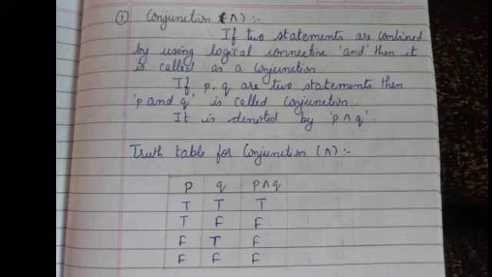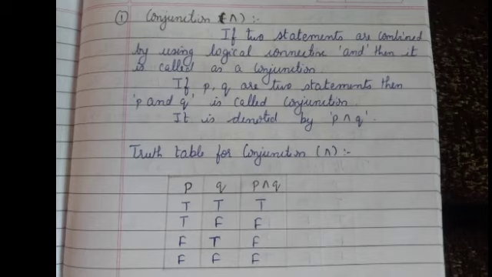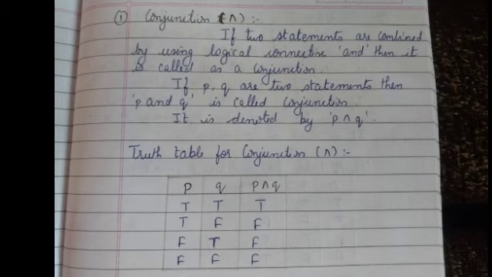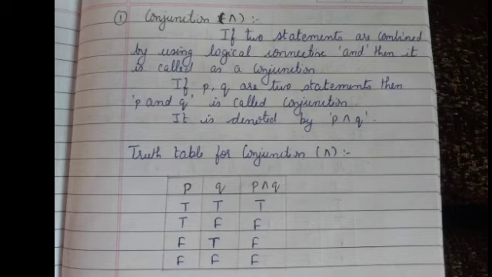We have a truth table for conjunction. Here it is P, Q and P and Q. Here there are 4 possibilities. So in P we have first entry T, then T, F, F. In Q we have T, F, T, F. T means true, F means false. So what will be the last column entries for P and Q? T, T will be T. Remaining all will be false: F, F, F. So this is the truth table for conjunction.